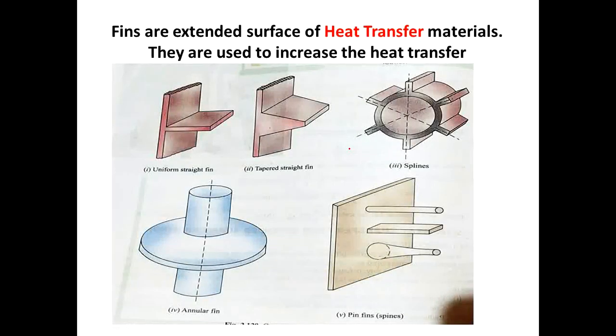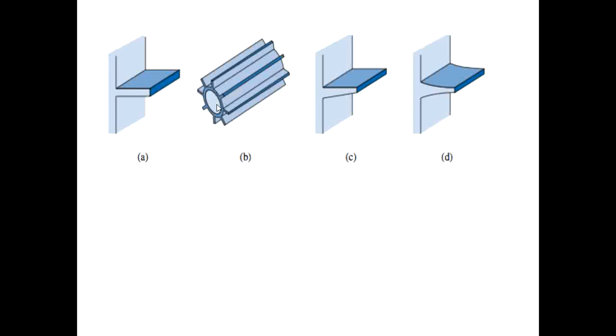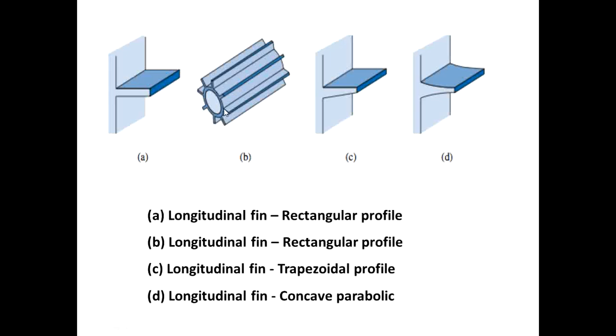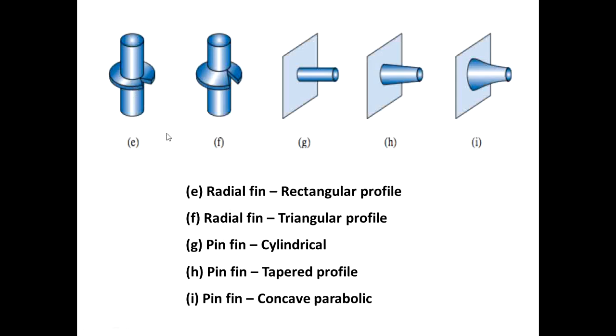These are the different types of fins: uniform straight fin, tapered fin, splines fins, annular fins. Longitudinal fins, rectangular fin, longitudinal fin. This is the rectangular profile, trapezoidal profile, concave profile. Different types of profiles will be there depending upon the application. Here also a rectangular profile. Here you see a cut portion, because it will increase the amount of heat energy transferred. Different types of fins are there.